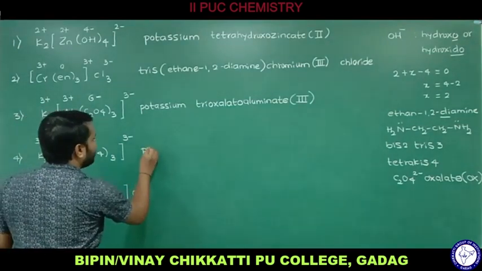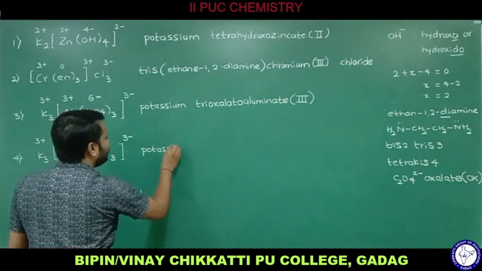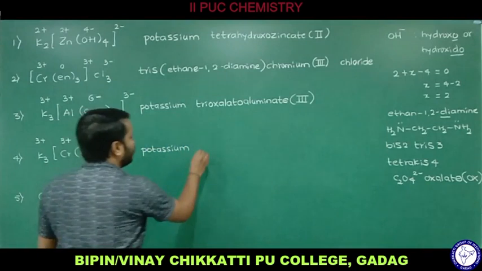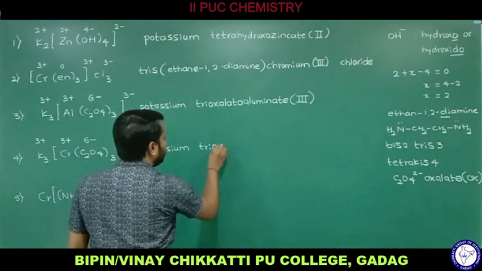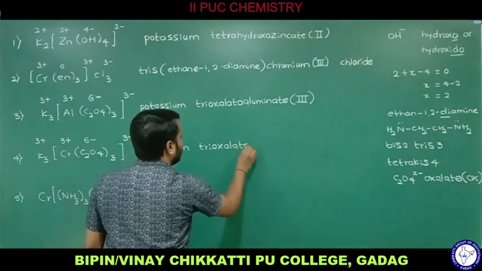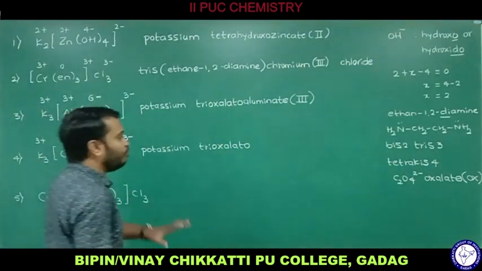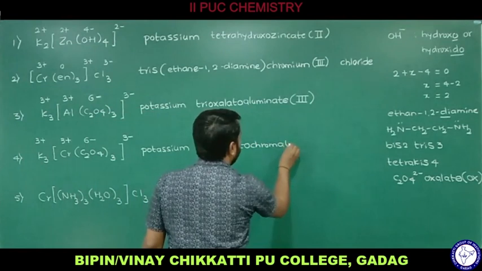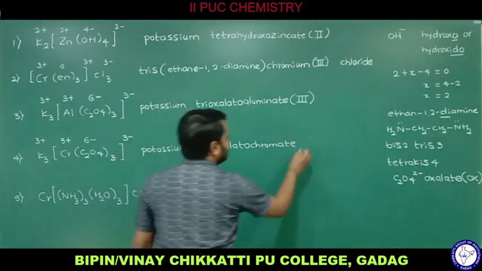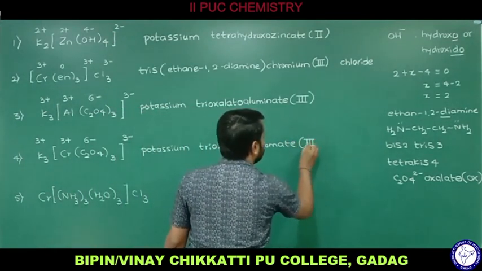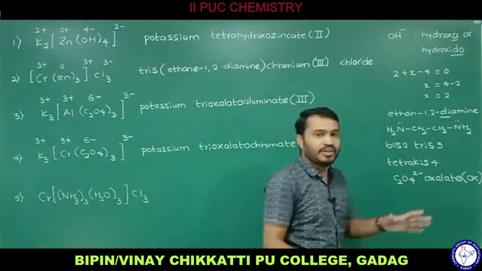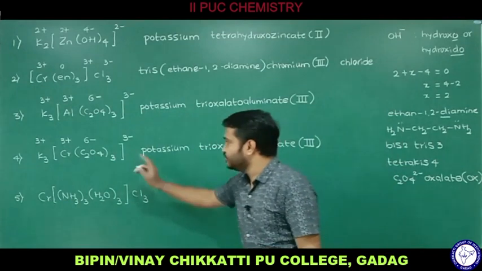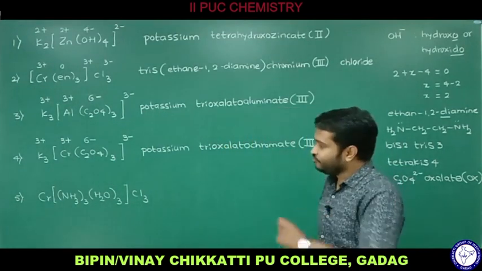So we write the name of that one. The name of this compound will be potassium, since it is an anionic complex, potassium trioxalato, and we have Cr, chromium, so chromate, and the oxidation number is 3. In a bracket I will mention the oxidation number 3, in a Roman numeral. That is the IUPAC nomenclature of this coordination compound. We'll move on to the fifth example.